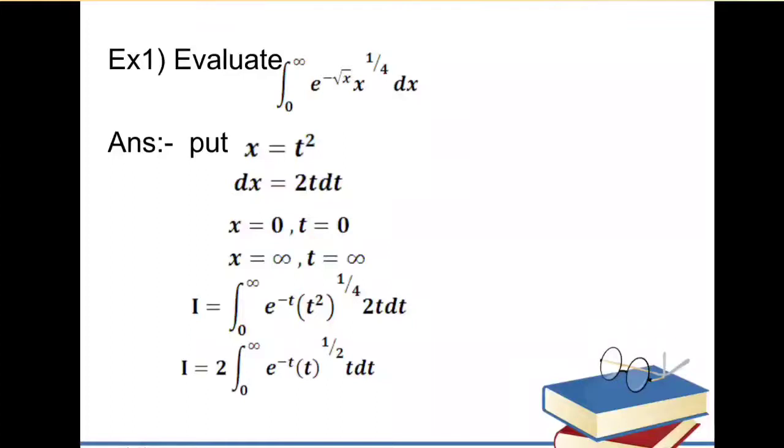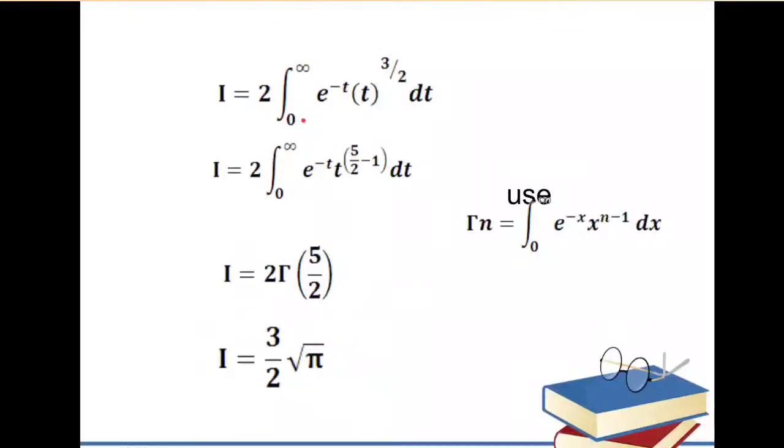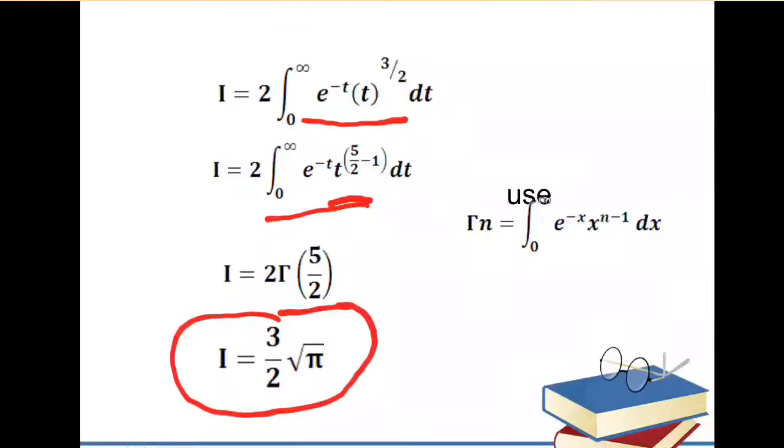So 3 by 2 we can write as 5 by 2 minus 1. See here, if we add the power, then it is t raised to the power 3 by 2. We can write it in the form of n minus 1, that is 5 by 2 minus 1. So this integral is nothing but gamma of 5 by 2. And we know how to solve this term, I have already discussed. So I just write this value directly, then we get 3 by 2 under root of pi.